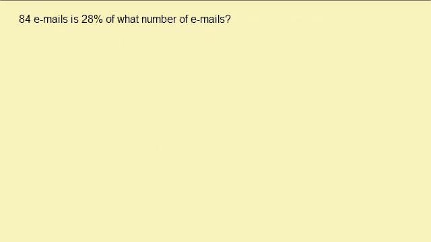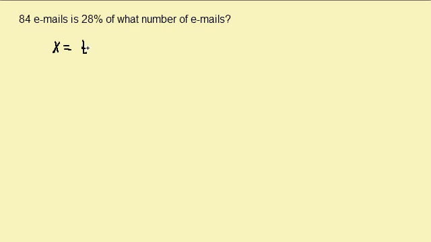Alright, let's look at one more. We have 84 emails is 28% of what number of emails? Okay. Alright, so we have x is equal to what? Okay, well, 84 emails, is that the part or the whole? Well, the 84 emails is 28% of what number of emails? So the what number of emails, that's going to be the whole. And notice it comes after the word of again in this problem also.